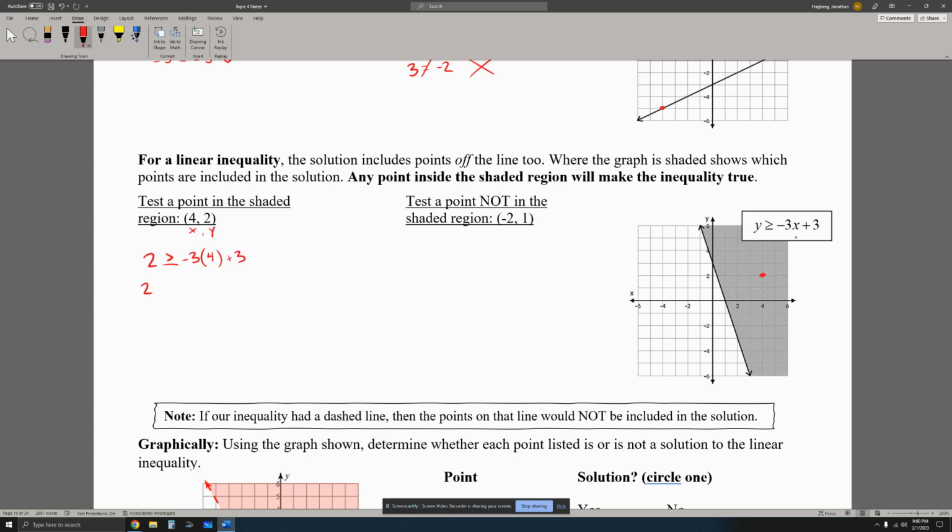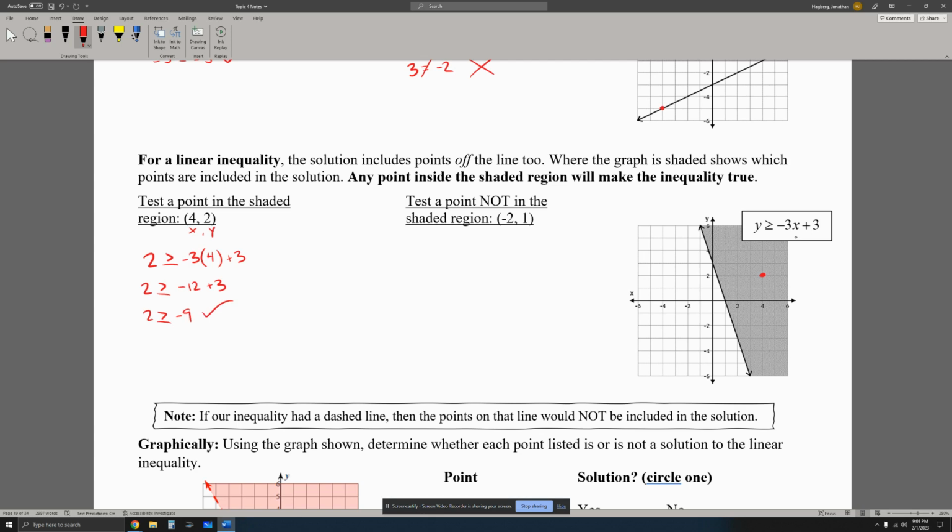So evaluating the right-hand side of this inequality, we get -3 times 4 is -12, and then plus 3. We get 2 is greater than or equal to, well, -12 plus 3 is -9. And so we have to ask ourselves, is 2 greater than or equal to -9? Yes, it is. 2 is greater than or equal to -9.